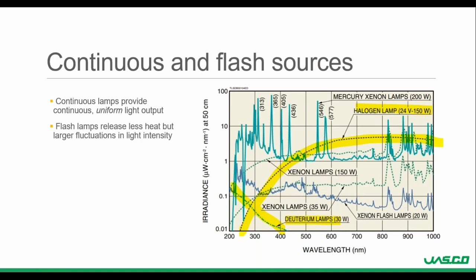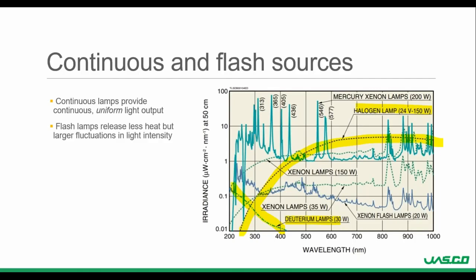In continuous sources, the arc created excites the molecules enclosed in a vacuum to a higher energy state. The relaxation of the electrons back to the ground state emits photons, and as the electrons return to the ground state, the excitation process restarts, providing a continuous source of light.